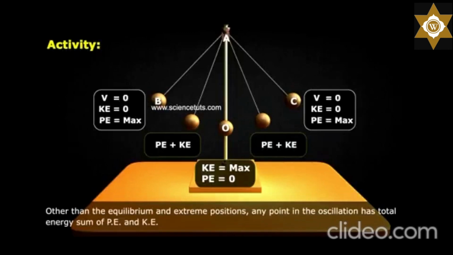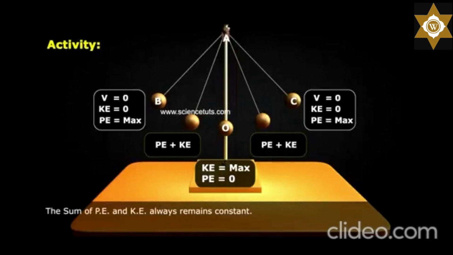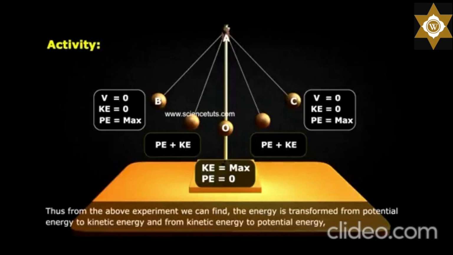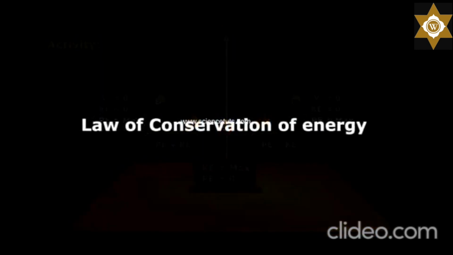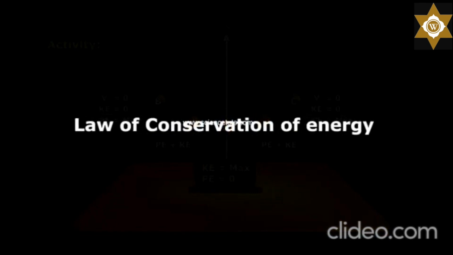Other than the equilibrium and extreme positions, any point in the oscillation has total energy equal to the sum of Pe and Ke. The sum of Pe and Ke always remains constant. Thus, from the above experiment, we can find the energy is transformed from potential energy to kinetic energy and from kinetic energy to potential energy. But it is neither created nor destroyed. This is called the law of conservation of energy.